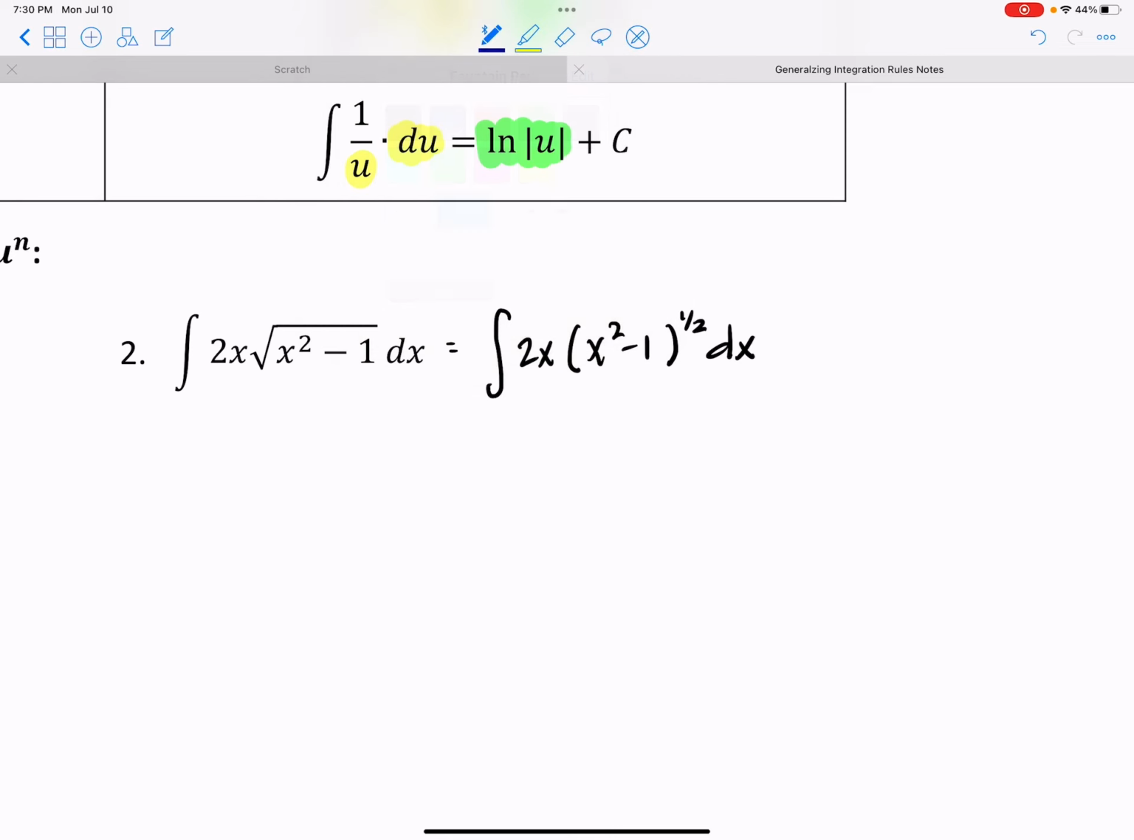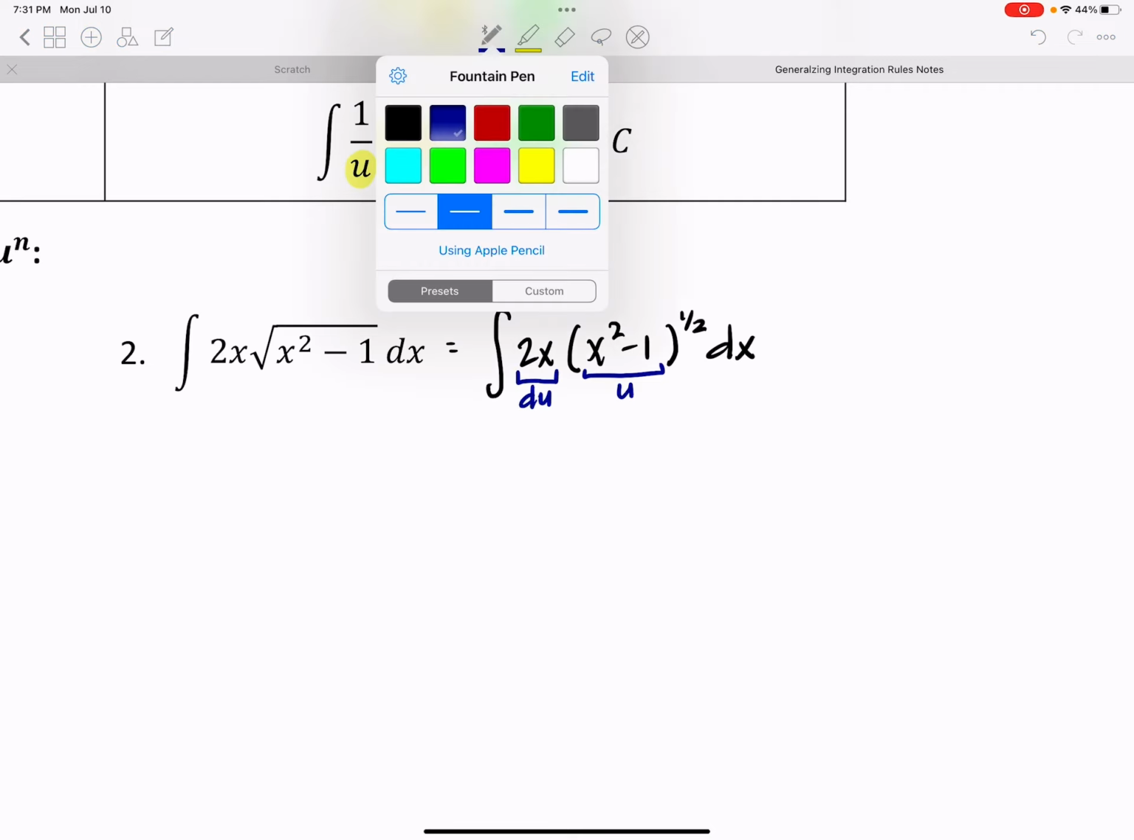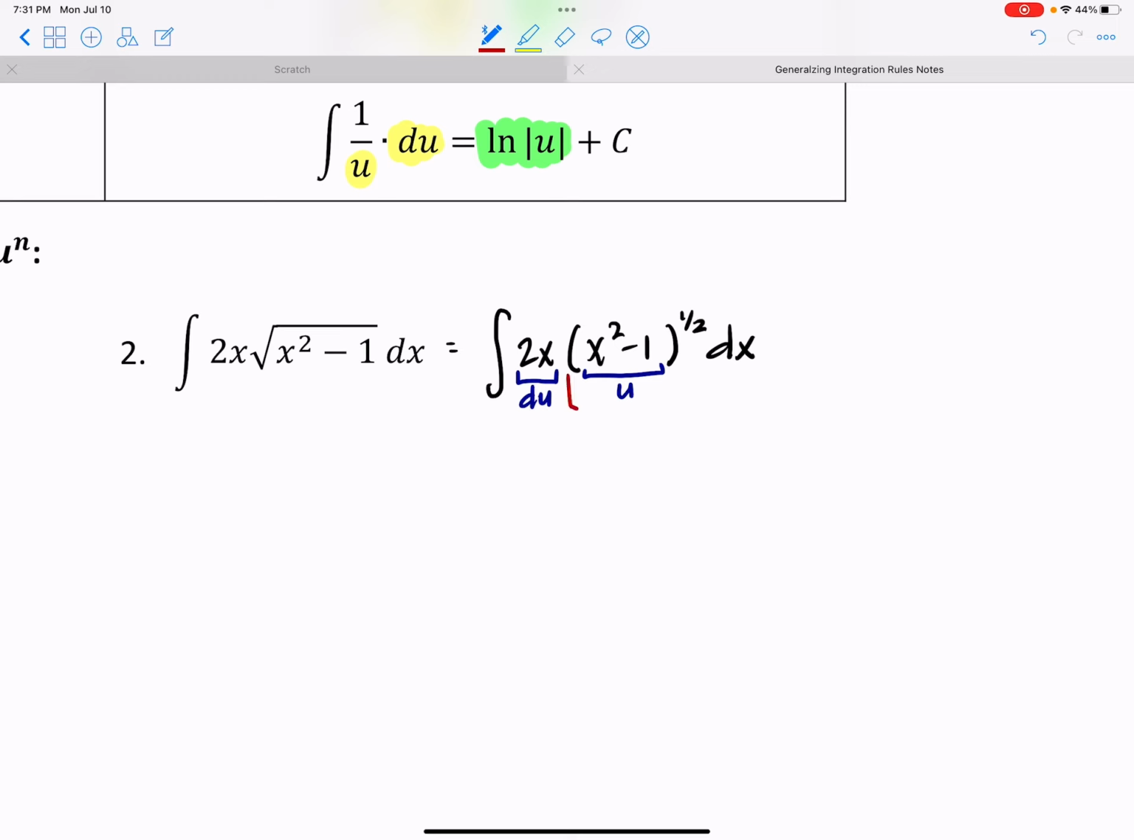So this is my inner function here, so let's just call that u. The derivative of the inner function has to be here in order for me to use this general power rule. So the derivative of x squared minus 1 is 2x, and that is here. There's my du, so I'm in good shape, which means now all I have to do is apply the power rule right here. So apply the power rule right there.